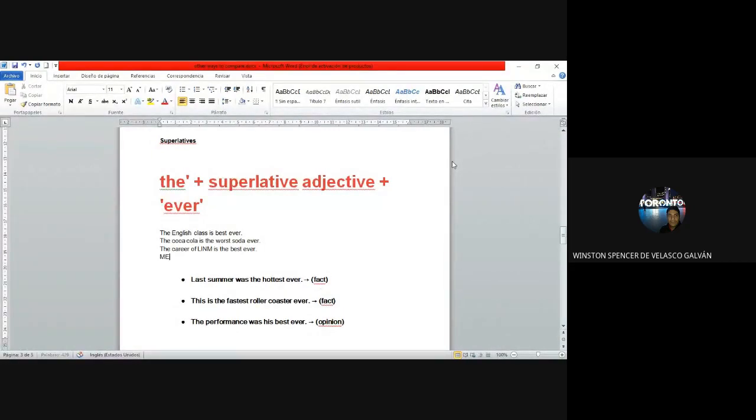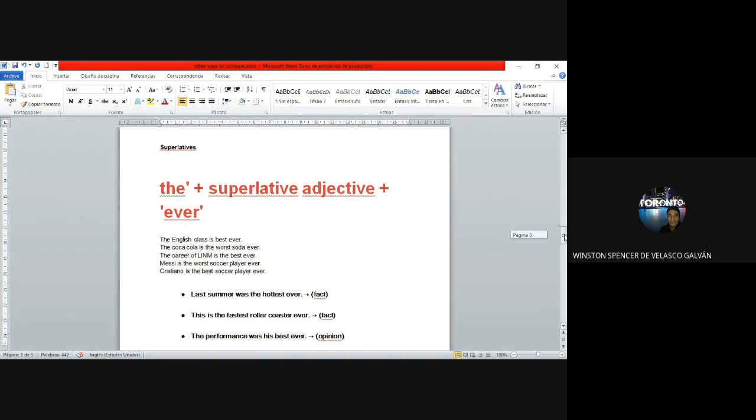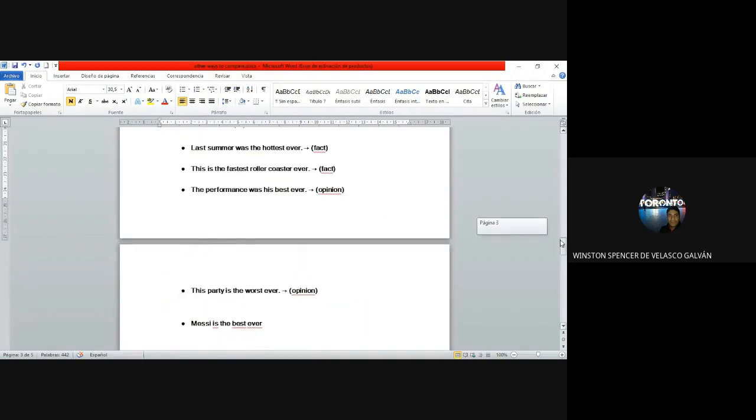Otro ejemplo. Messi is the worst soccer player ever. Messi es el peor jugador de fútbol por siempre. Cristiano is the best soccer player ever. Cristiano es el mejor jugador por siempre. ¿Vale? Esa es una de las otras maneras en las cuales podemos comparar. Hacer un superlativo. ¿Vale? Ahí les pongo más ejemplos.